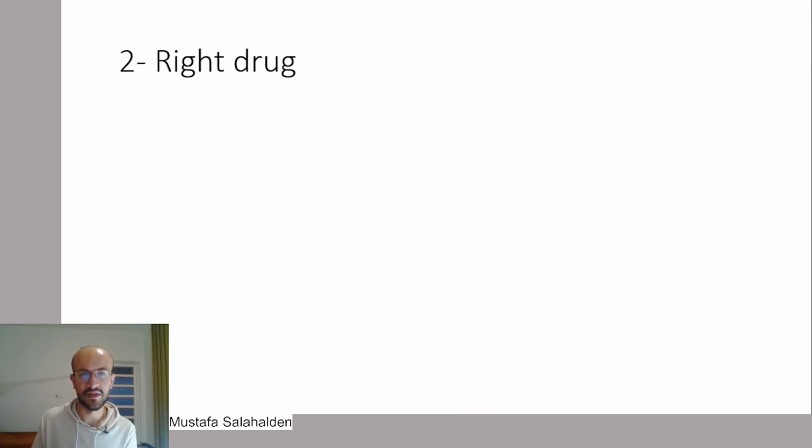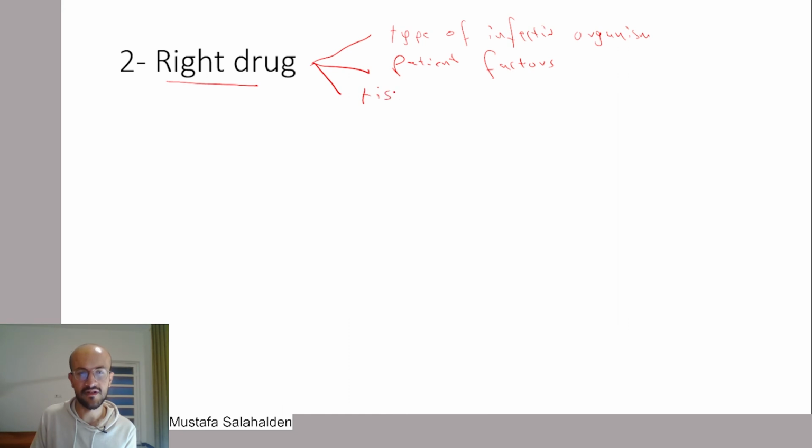Now let's move on to the right drug. How do you decide the right drug for the patient? In choosing the right drug, you consider 3 things. You consider the type of infective organism, and patient factors, and also you take into consideration the tissue penetration, if the drug is going to reach the infection site or not.